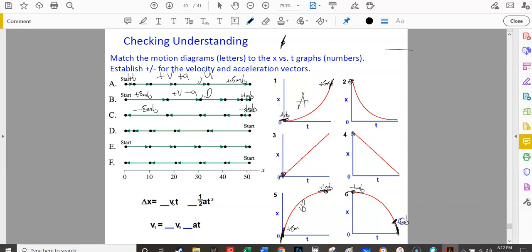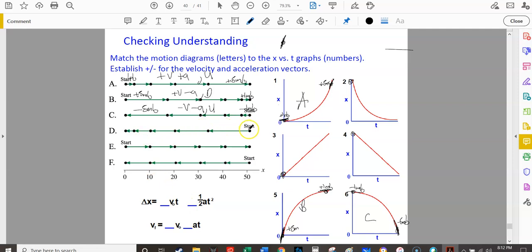negative 5 meters per second. So it looks like this is going to match up with C, because it looks like C starts off with a negative velocity, and it's speeding up, so that's going to have a negative acceleration. That means this is going to be negative, this is going to be negative, and everything's going to be negative. Your velocity components are going to be negative, and your acceleration components are going to be negative. All right.